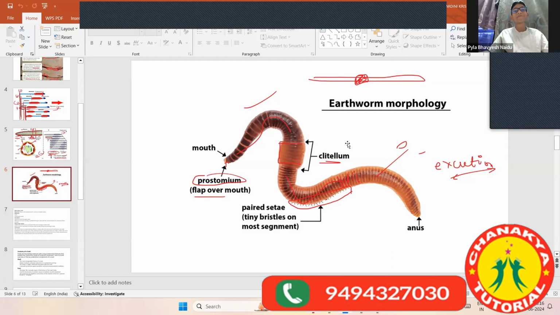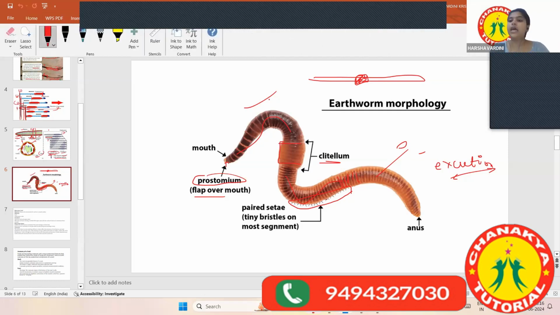No, ma'am. Okay. In any living organism we have three things. The first thing is digestion. The prostomium, that is the mouth, is there, so digestion will happen inside the whole body. And then excretion. The anus is there, so the excretion part is also covered. One more thing is reproduction. In earthworms, the clitellum is used for reproduction. Very specifically, the clitellum is used for laying eggs.